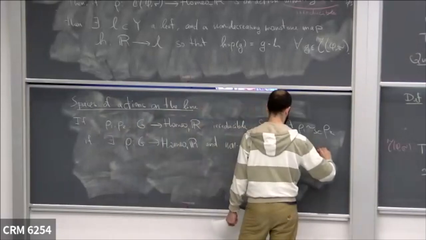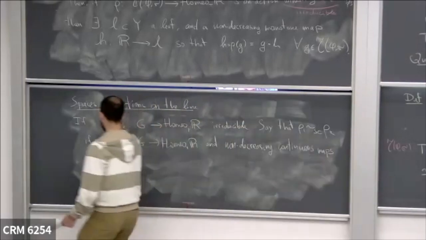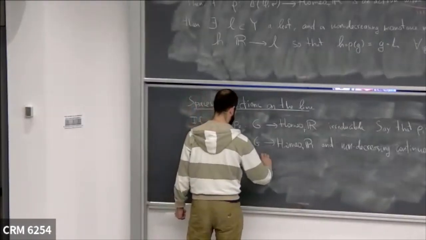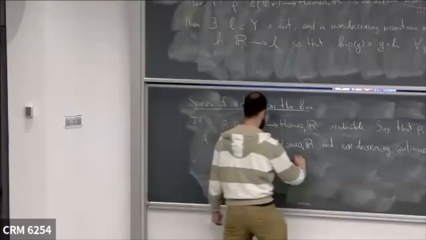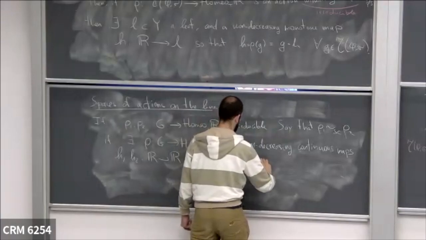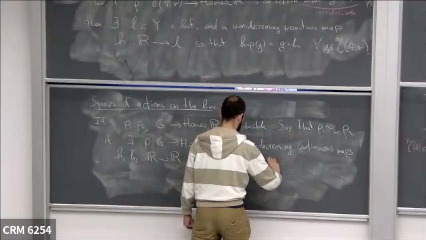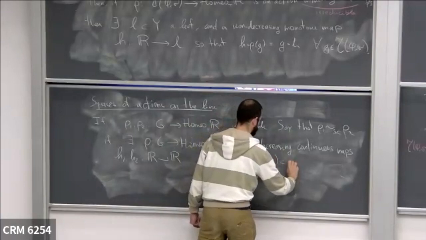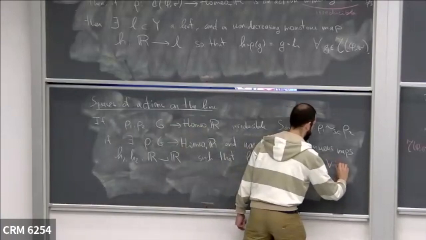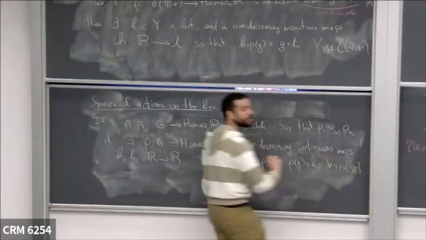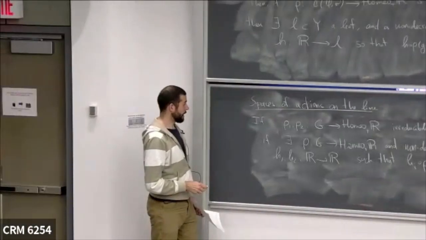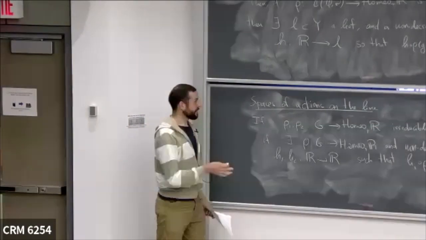continuous maps h1, h2 from R to R, such that the same thing holds: h_i composed with rho_i of g is equal to rho of g composed with h_i, for any i, 1 and 2. Okay. So this is the old definition of semi-conjugacy.